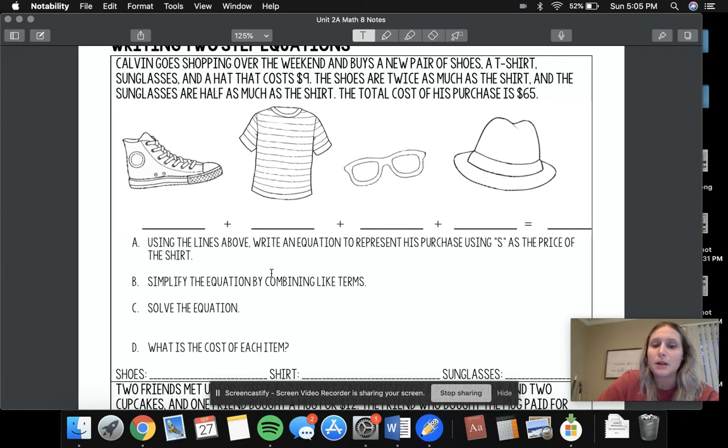First, it says to use the lines above to write an equation to represent his purchase using S as the price of a shirt. So there's a visual, there's a picture, so we don't have to draw a picture. But let's just go back through this and label anything that we know, anything we need to find out. So we got a shirt, shoes, sunglasses, and we got this hat, and it says that the hat costs $9. So I'm going to go ahead and put the hat for $9. We know that.